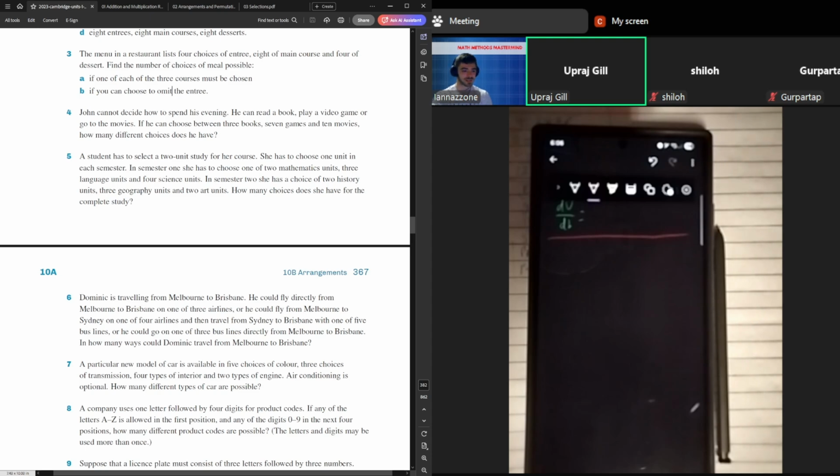Precisely, yeah. So the choice to omit an entree is in and of itself a choice. So instead of having four choices for entree, you now have 5 choices for entree. That's one way of doing it.